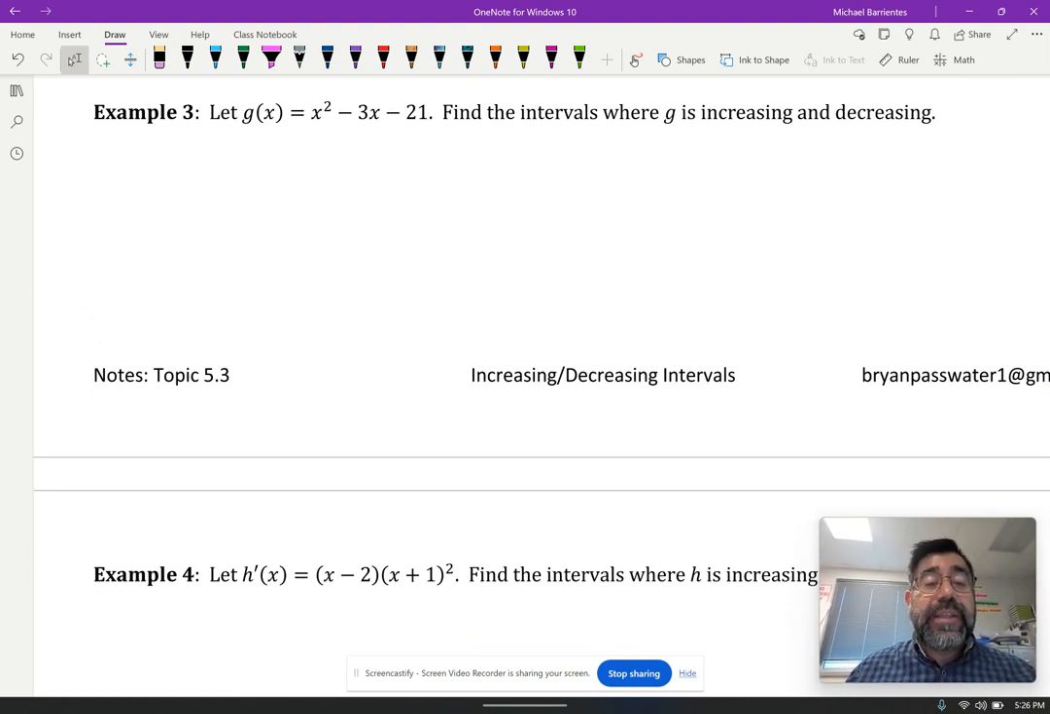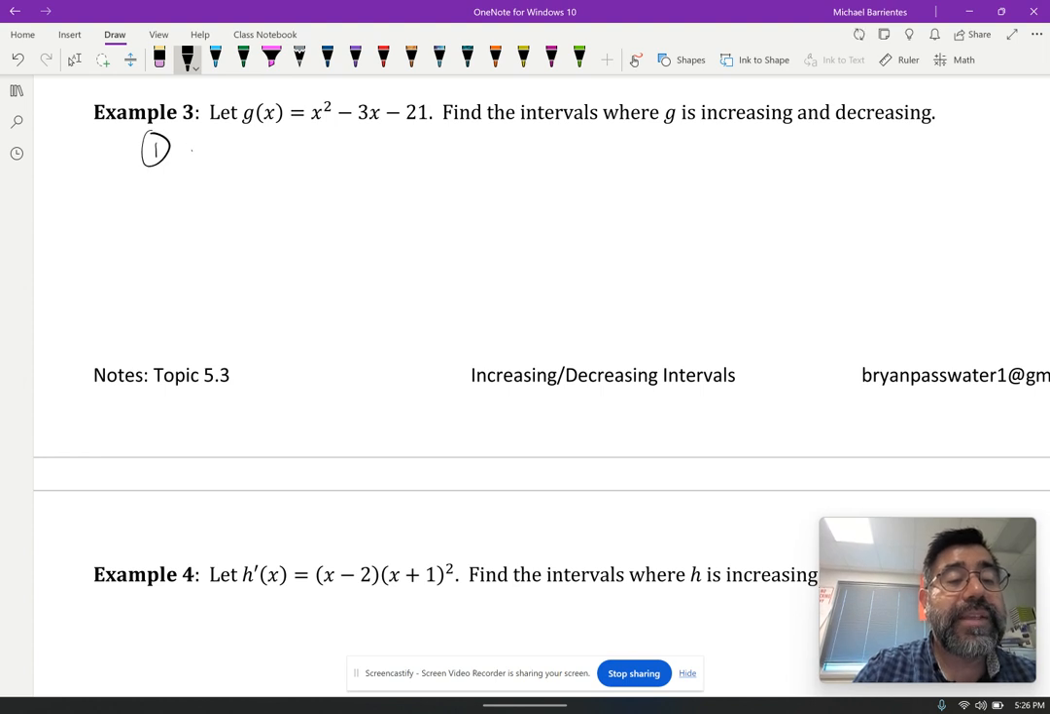Let g of x be this quadratic, x squared minus 3x minus 21. Can you find the intervals where the graph of g is increasing and decreasing? Well, if it's a quadratic, that means it's a parabola. If it's a parabola, then it's only increasing and then decreasing, or I'm sorry, decreasing and then increasing. So this might be a little bit quick, but let's follow the process to make sure we understand the process.